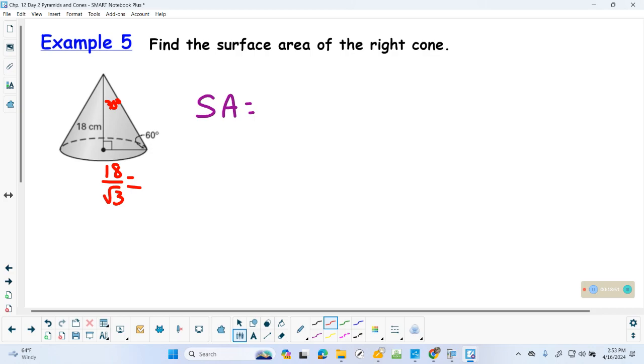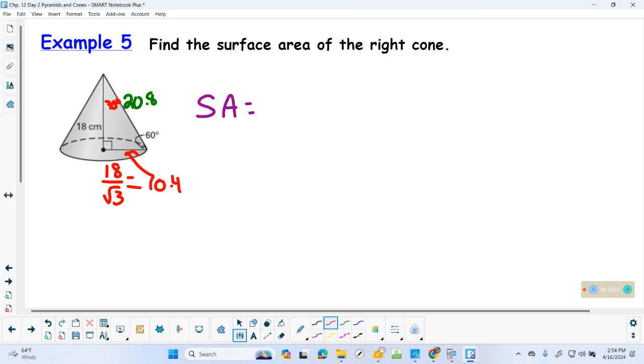What do we have? 10.4. So that's this side. I'm going to get the hypotenuse super easy. I double the short side. What's 10.4 double? Okay, we have everything we know.